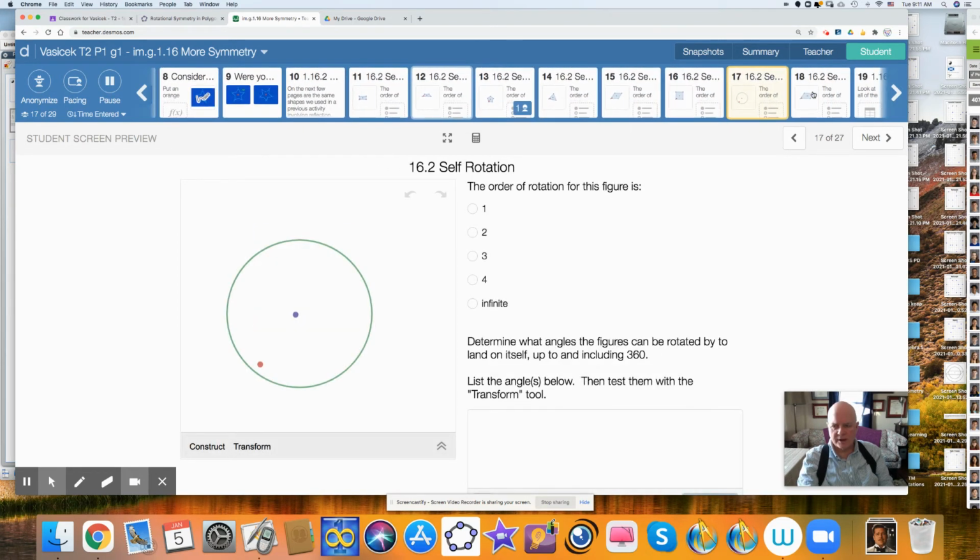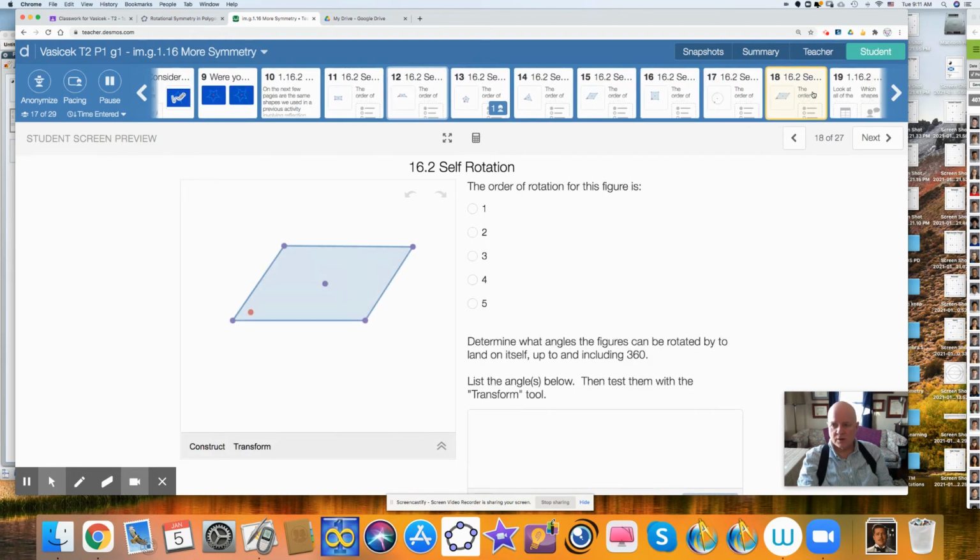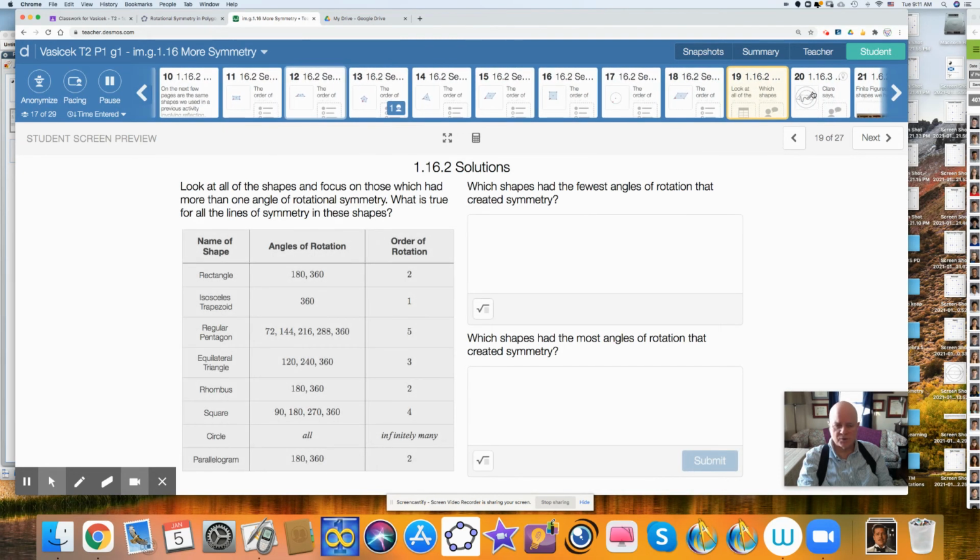After you've tried it and done the transformation, like I just did, for each one of them, you can come to this table on page 19, which shows all of the different ones. The regular pentagon had 5 angles of rotation. It's an order of 5. Of course, a circle is infinitely many. And the isosceles trapezoid had 1. Wait a minute, we had a parallelogram had 2. That's right, a parallelogram had 2.